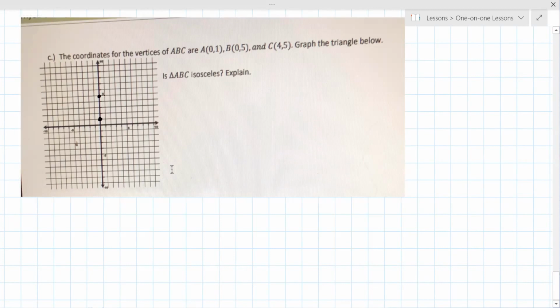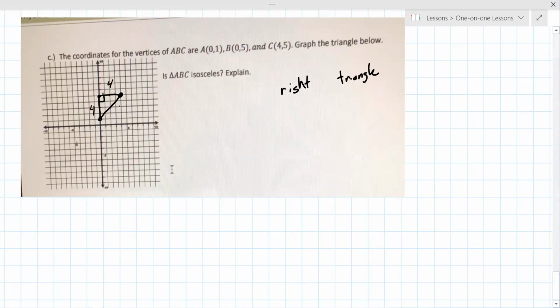What's nice is that they've actually given you a right triangle here. When they give you a right triangle, you can actually just count. You do not have to use the distance formula. So just count from the vertex here: 1, 2, 3, 4. This is side length 4. This has side length 4, just counting 1, 2, 3, 4.